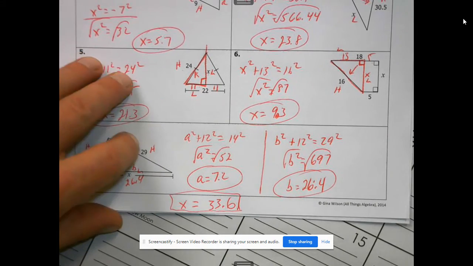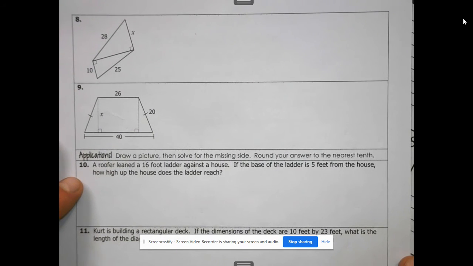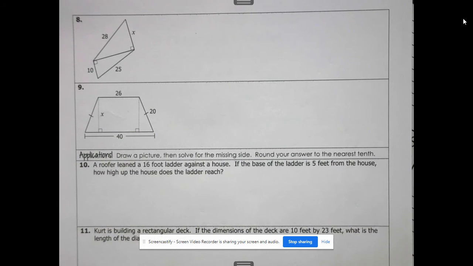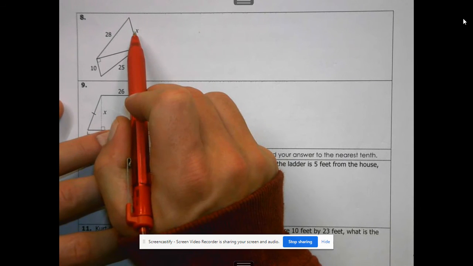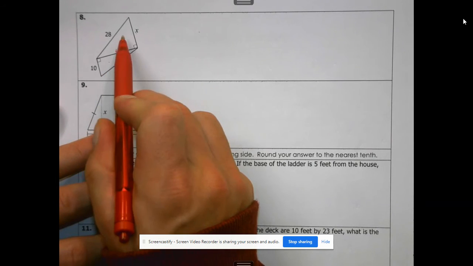Back page. Couple more trickier ones. You probably won't see these on a quiz, but I had some good practice for you. All right, in order to find x on number 8, I got to find this piece right here first. I'll call it y. So let's work with this triangle first, and then I'll work with this one second.